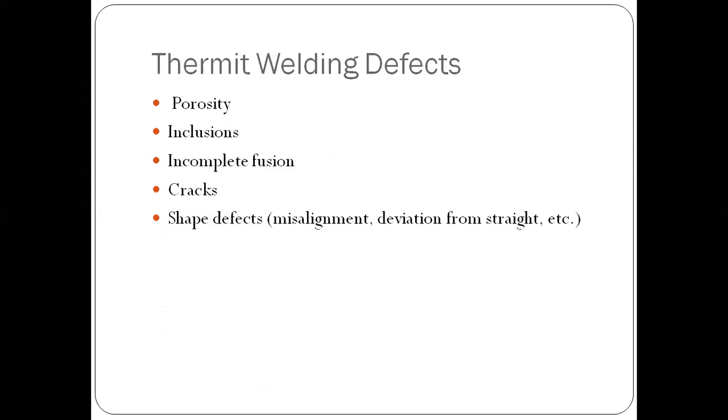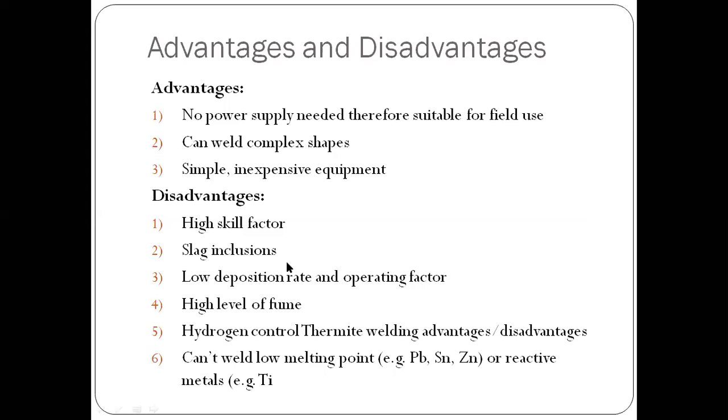The defects that we encounter in the thermit welding process are porosity, inclusions, some incomplete fusion, some cracks generated, and some shape defects. What are these shape defects? Suppose you have provided sand on the sides. If I show you the video once again, let me quickly get back to the video.